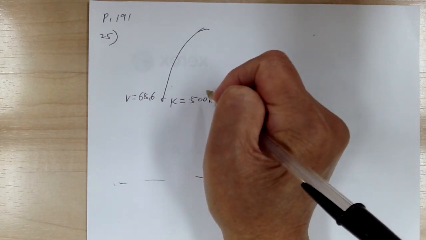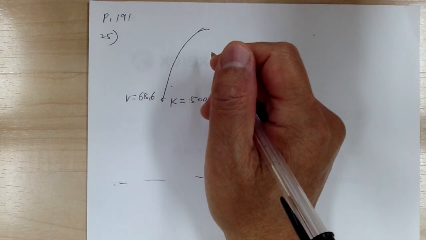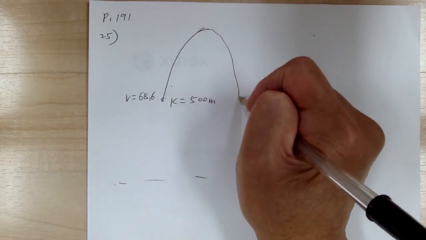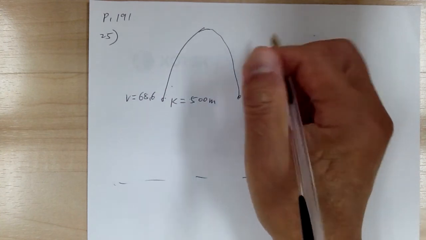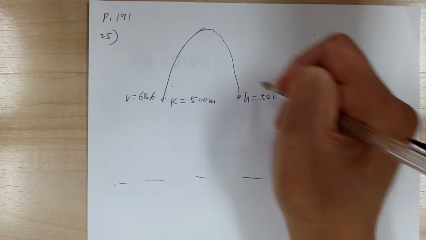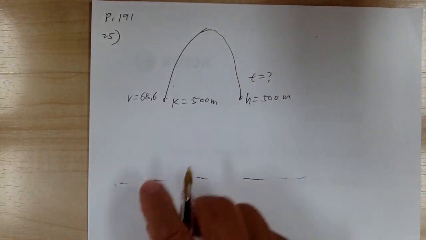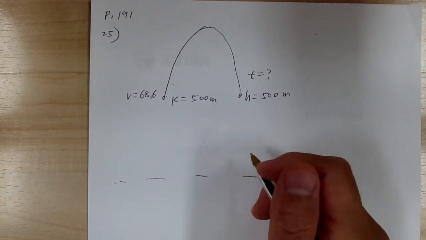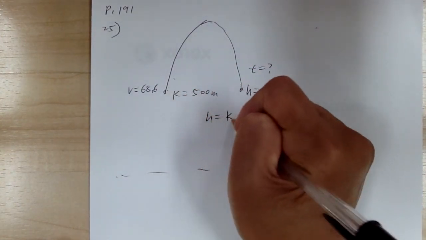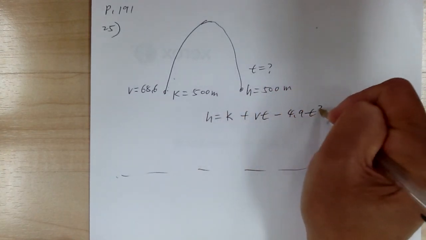Okay, when its fuel is exhausted, how many more seconds will elapse before the rocket is again at 500 meters? So right down here. Okay. So here's your h equal to 500 meters, and so you're looking for t equal to question mark. Okay, so that's the situation you have. So again, let's go and write it using the equation. So you get h equal to k plus vt minus 4.9 t squared.